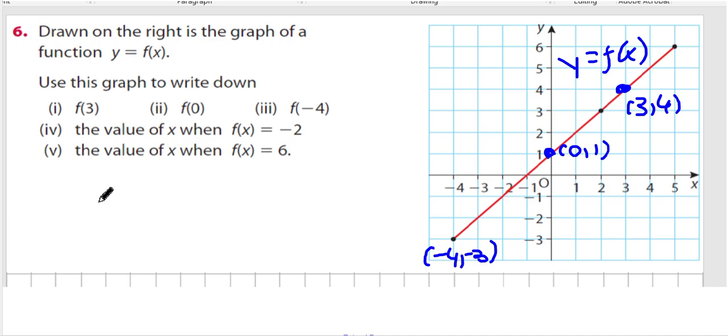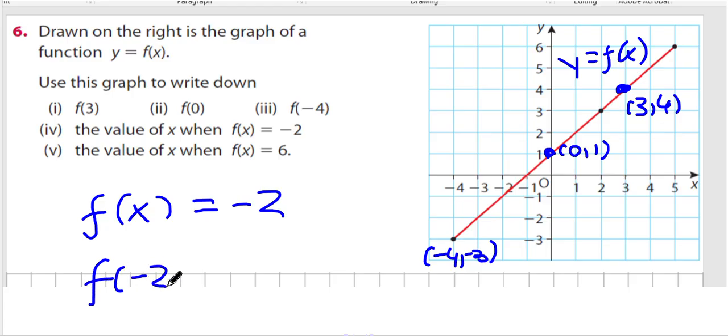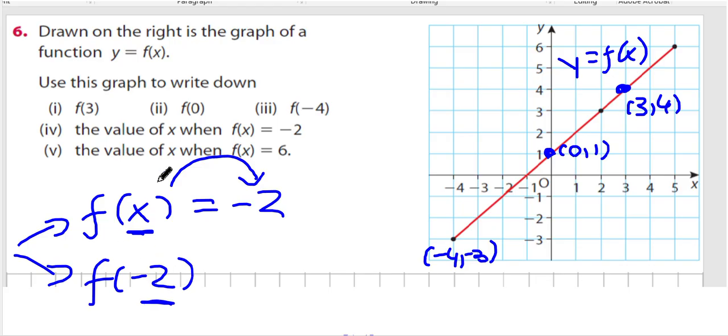Question 4 is, can anybody explain the difference between fx equals minus 2 and f minus 2? What's the difference between these two questions? What input causes an output of minus 2? While the second one is what output results from an input of minus 2? So what we're looking for is where is the y value equal to minus 2?